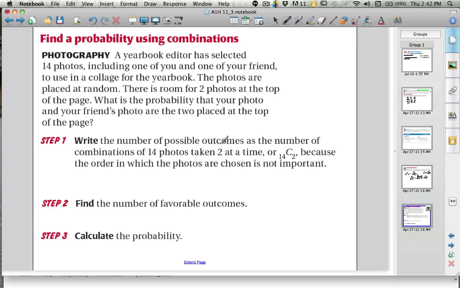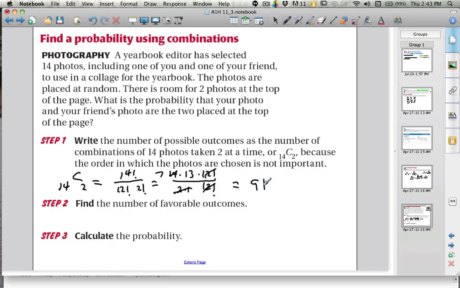The first thing I want to know is how many possible outcomes there are. That's how many different sets of 2 photos I can pick from a set of 14. That's 14 factorial over 14 minus 2, which is 12 factorial, times 2 factorial. So that's 14 times 13 times 12 factorial over 2 factorial, which is 2 times 1. 12 factorial cancels with the other 12 factorial. 2 goes into 14 7 times, so 7 times 13, there are 91 different ways for that to come about.